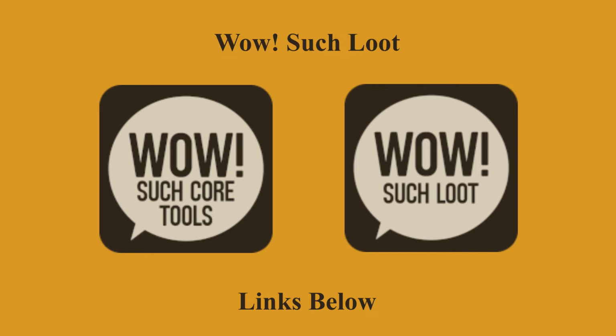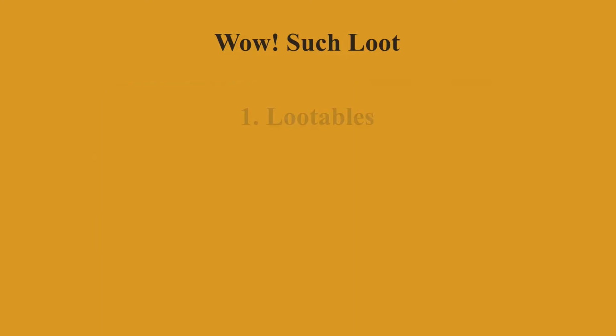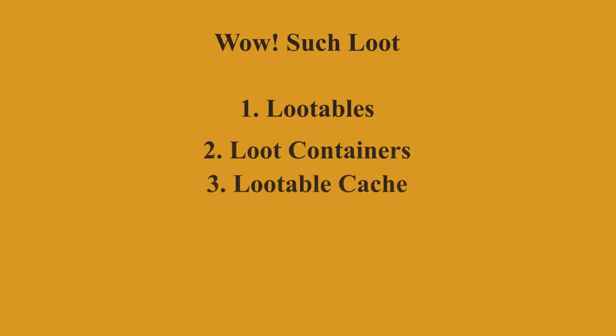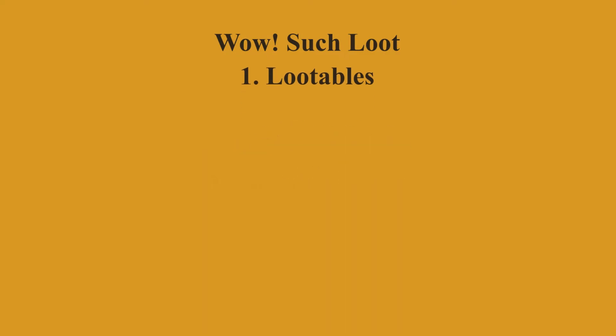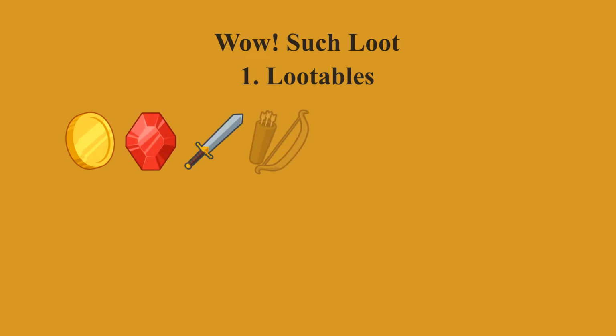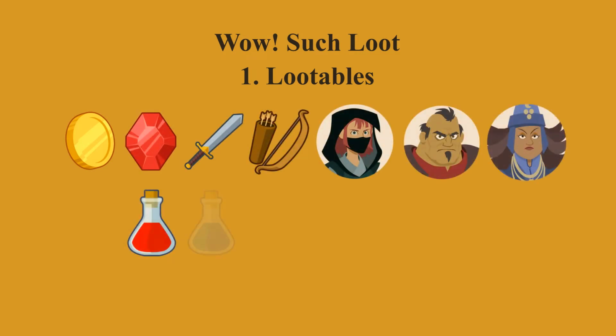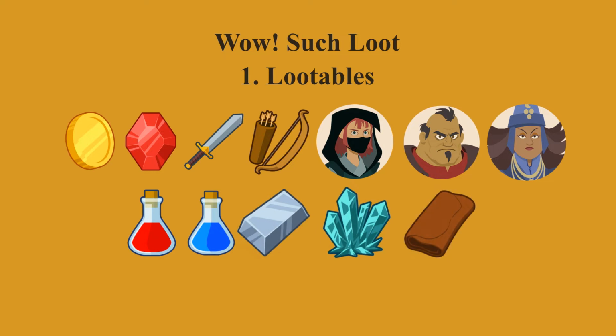Before we get into Unity, let's talk about the three major components of the loot system. They are lootables, loot containers, and the lootable cache. First, let's take a look at lootables. Lootables can be anything from coins and gems to armor and weapons, even things like characters, potions, and upgrade materials. Anything can be a lootable. Lootables and their properties are defined by you at design time.